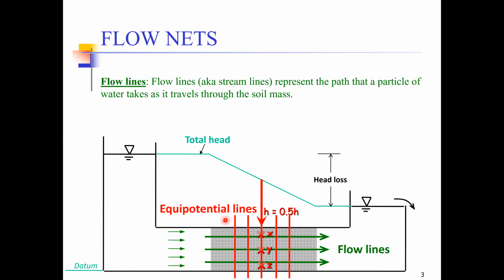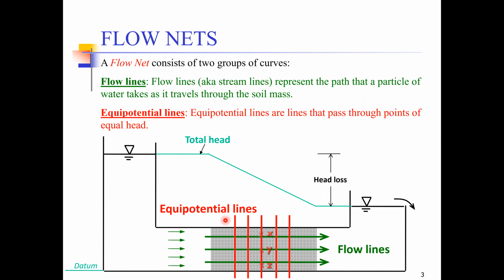Each of these lines represents points with the same head. So anywhere I move on this line, head is going to be the same. So these are called the equipotential lines. So what are flow nets? A flow net is a combination of flow lines and equipotential lines. So a flow net basically comprises two kinds of lines: one is the flow lines and the second is the equipotential lines.